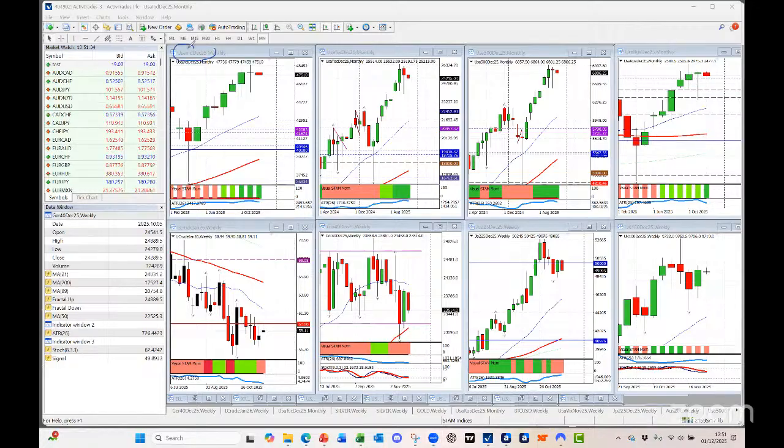What I've got here is the Dow on the monthly, NASDAQ on the monthly, S&P 500 on the monthly, Russell on the monthly. Why am I on the monthly? Well, it's the start of the month, but also I'm just looking at the price action there. Okay, that monthly candle, to me, I would be calling a bit of a doji there.